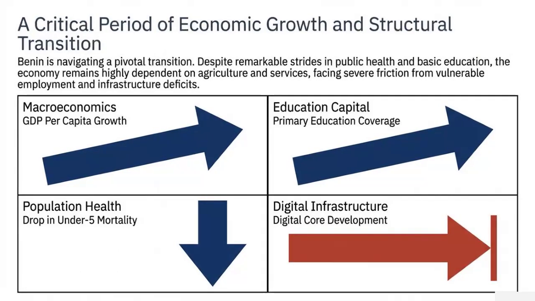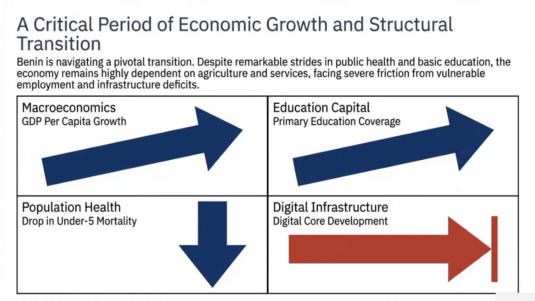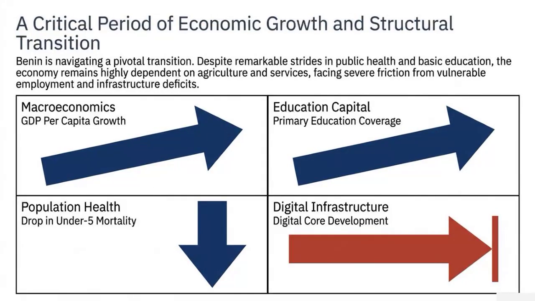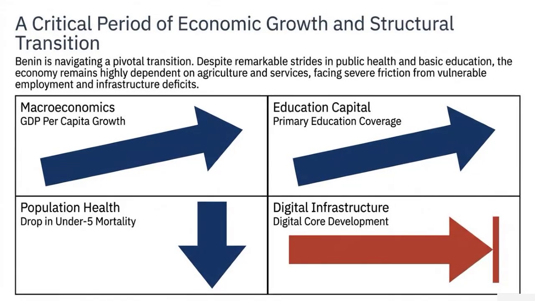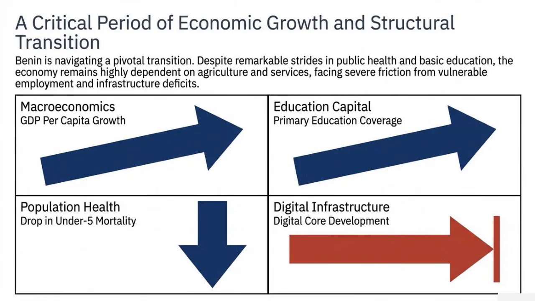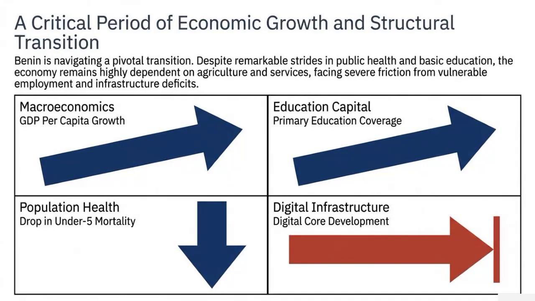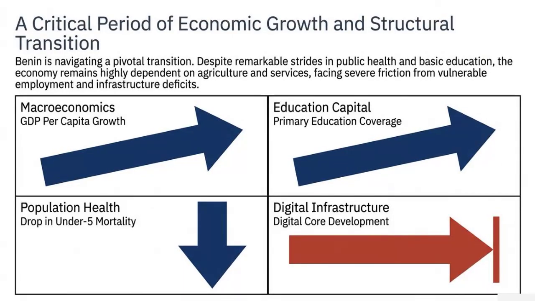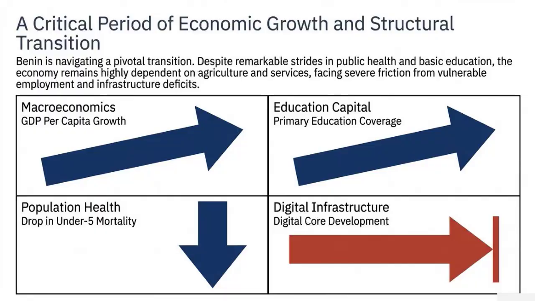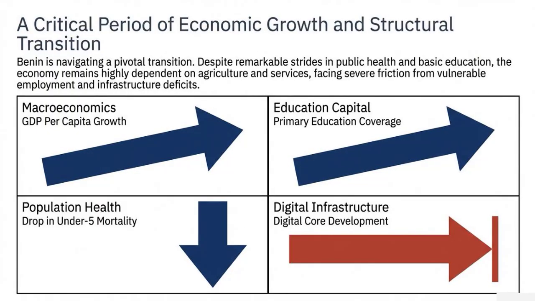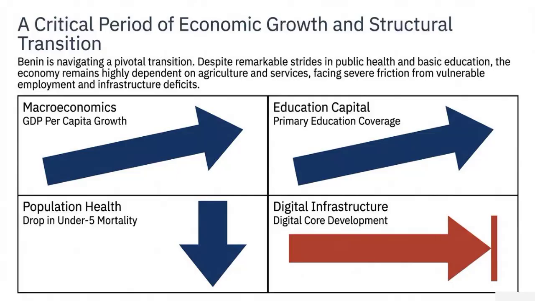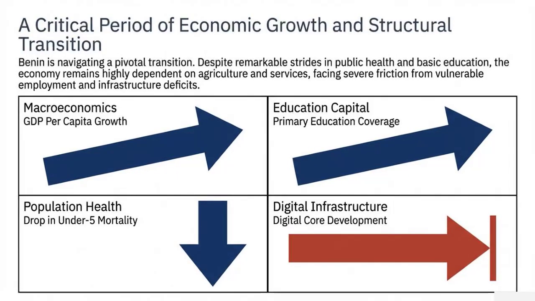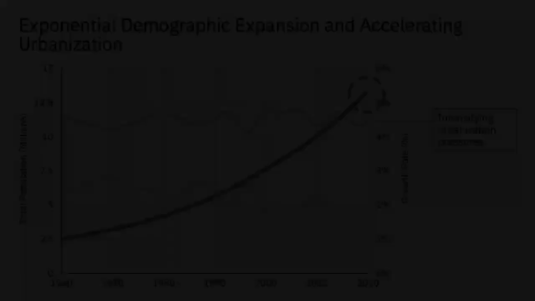Okay, let's unpack this. Because on slide 2, the executive summary, the deck uses these 4 distinct information blocks outlined in thin black lines to show the macro trends. The macroeconomics, population health, education, and digital infrastructure. Right, with these simple dark blue arrows pointing up or down. And the core conclusion hits you right away. Benin is making massive leaps in public health and education, but it is staring down the barrel of severe infrastructure shortages and super vulnerable employment. It's the paradox of modern development. Rapid growth colliding head-on with structural bottlenecks.